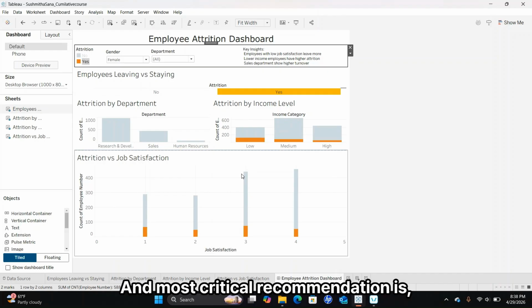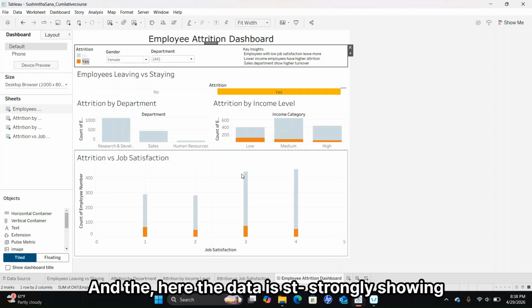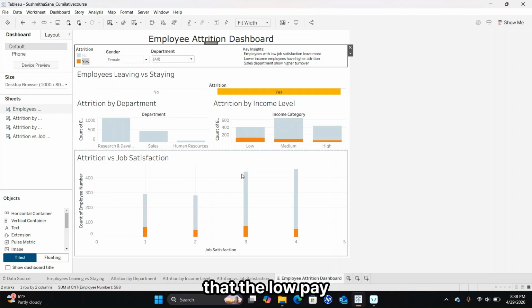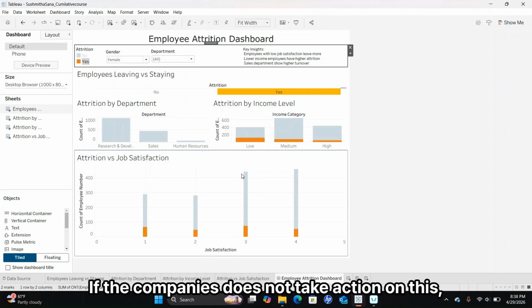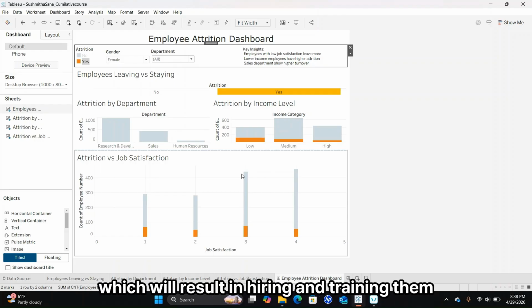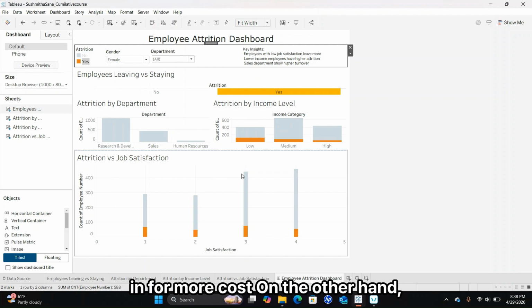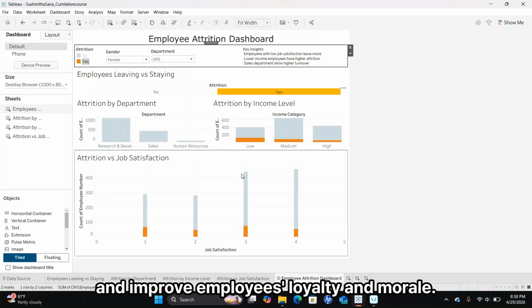And the most critical recommendation, I believe, is for employees who have low income. The data strongly shows that low pay is the biggest driver of attrition. If the company does not take action, it may continue to lose more employees, which will result in higher hiring and training costs. On the other hand, investing in better pay will save money in the longer run and improve employee loyalty and morale.